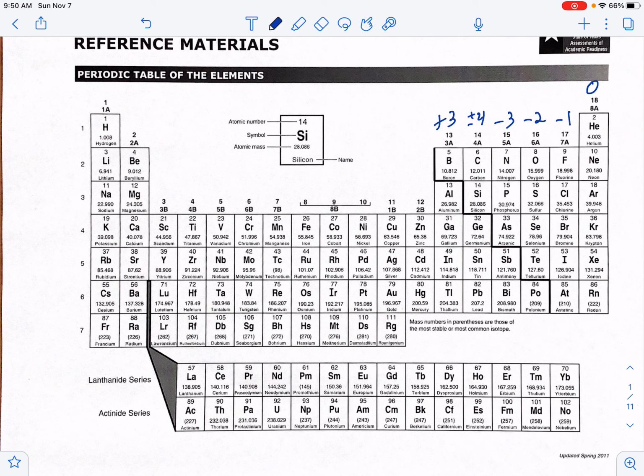Now this whole center group, this transition metal group, we'll talk about here in a bit. Okay, those do not have a definite charge. We'll talk about those, how they can basically vary their charge based on who they're bonded with.